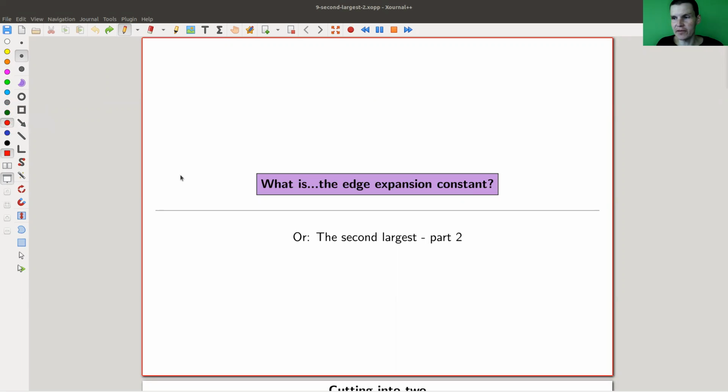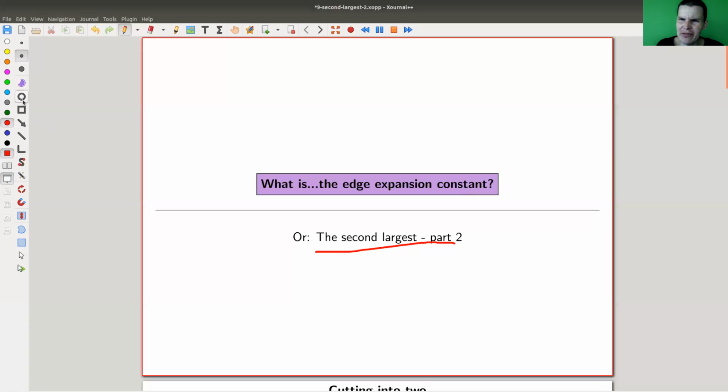Today I would like to continue talking about the second largest eigenvalue, which is, as I've said many times now, not canonical, but still has quite a few cool applications. Next time I will show you a completely ridiculous and surprising application, and today's application is also pretty good.